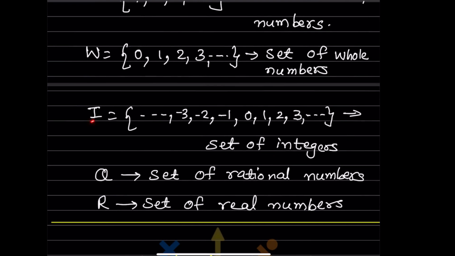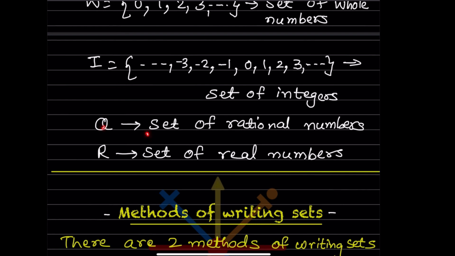Now when we write capital I, with dots first, then minus 3, minus 2, minus 1, then 0, and 1, 2, 3, we call it the set of integers, because integers have 0, the positive numbers and the negative ones. Q means the set of rational numbers, and R means the set of real numbers.